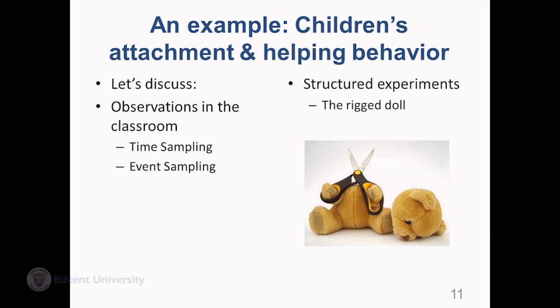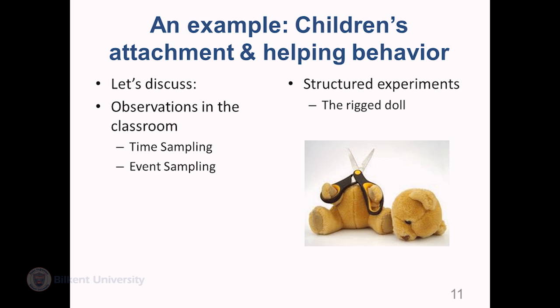Here's an example. This is testing children's attachment and helping behavior. So this was actually the research of a professor of mine, not my own advisor, but another professor in my department when I was a graduate student, Debbie Liable. And Dr. Liable wanted to see children's helping behavior, and she was also interested in their attachment status. These were young children, 2.5-year-olds, 2-year-olds, 3-year-olds.